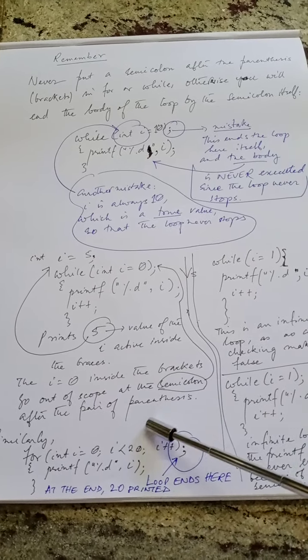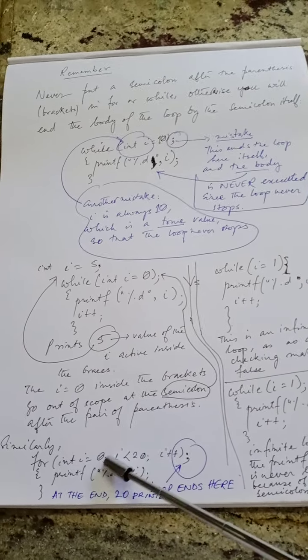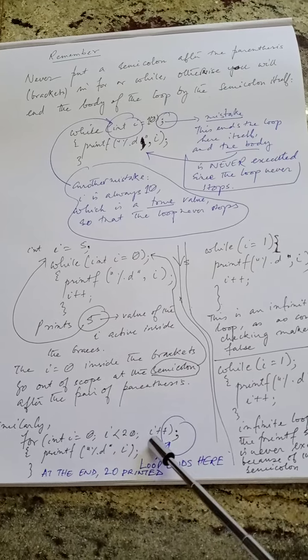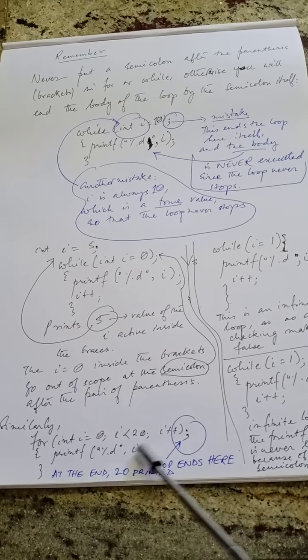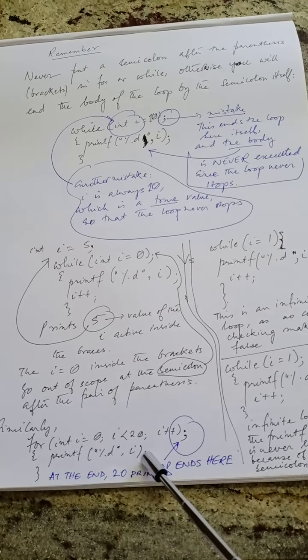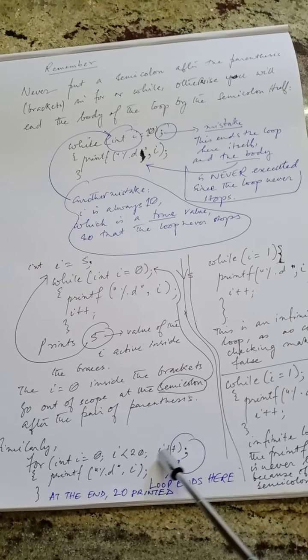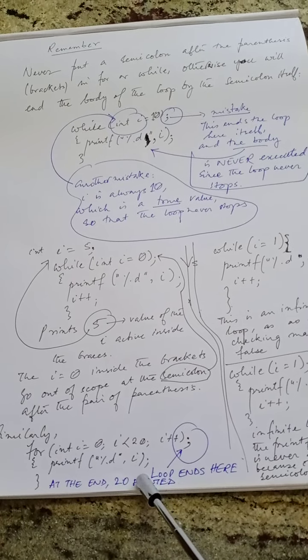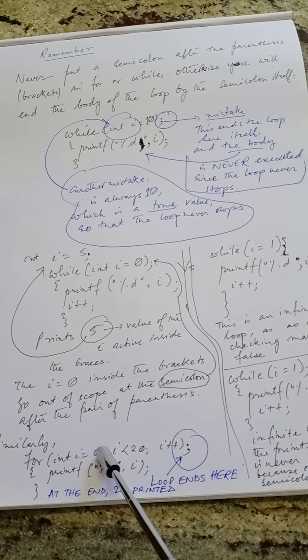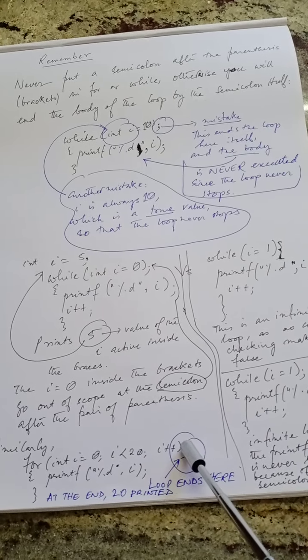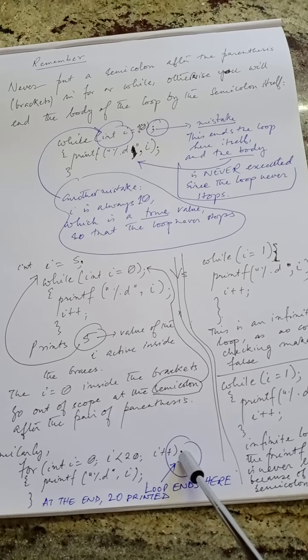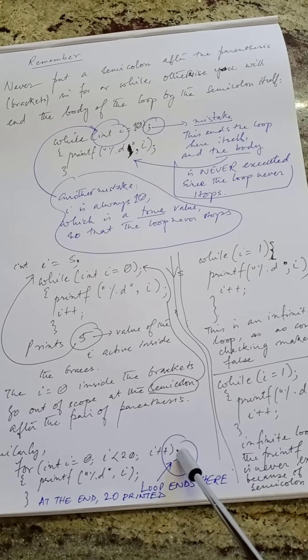Now similarly, if you have int i equals 0, i less than 20, i++ in case of for loop, and then you do printf("%d", i), and you make a semicolon there, what happens? Basically this prints 20. Why? Because 0, then there is no body here, because you have ended it with a semicolon. There is no loop body here, it's an empty body.